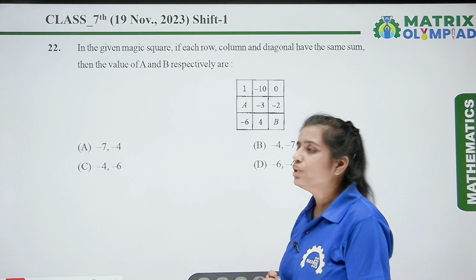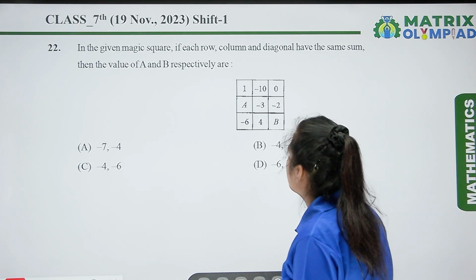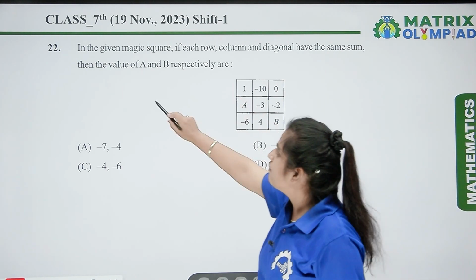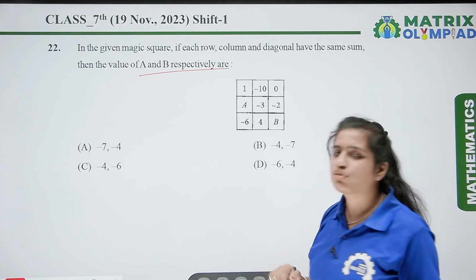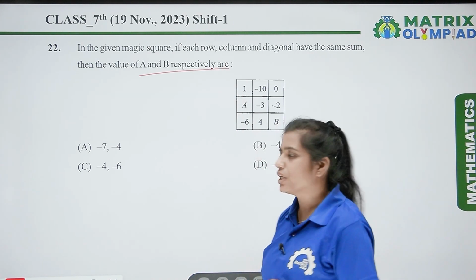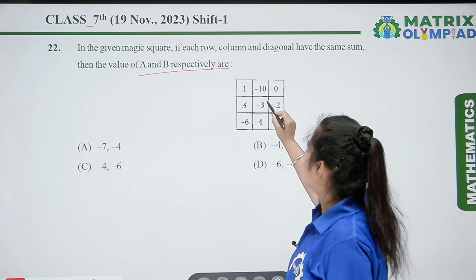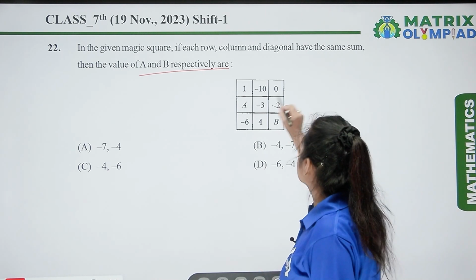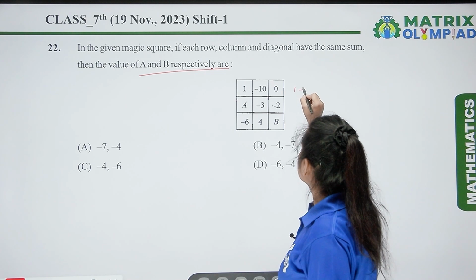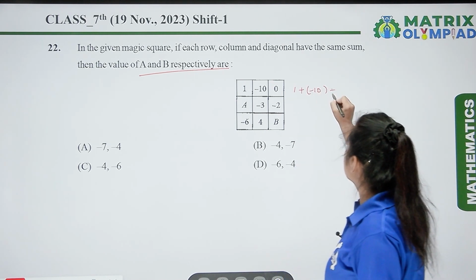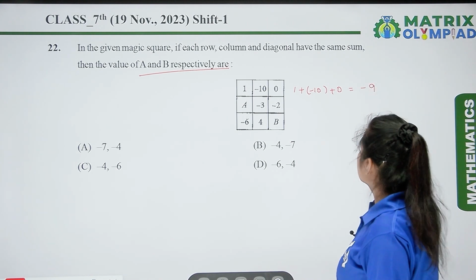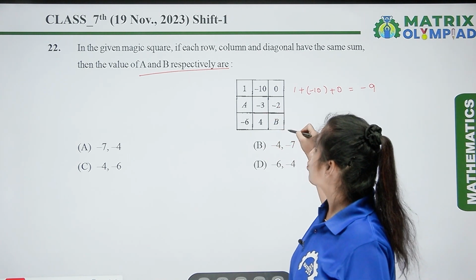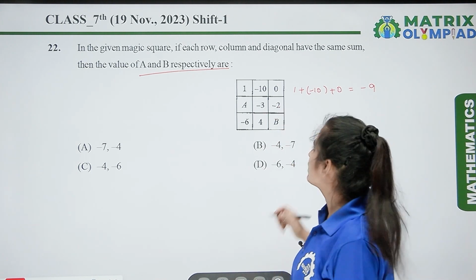Now the next question is question number 22. In the given magic square, if each row, column and diagonals have the same sum, then the value of A and B respectively are. So here we have to find out the value of A and B. So we know the sum of each row, column and diagonal is same. So let's calculate the first one. 1 plus -10 plus 0 is equal to -9. So we can say that the sum of each row, each column and each diagonal is -9.